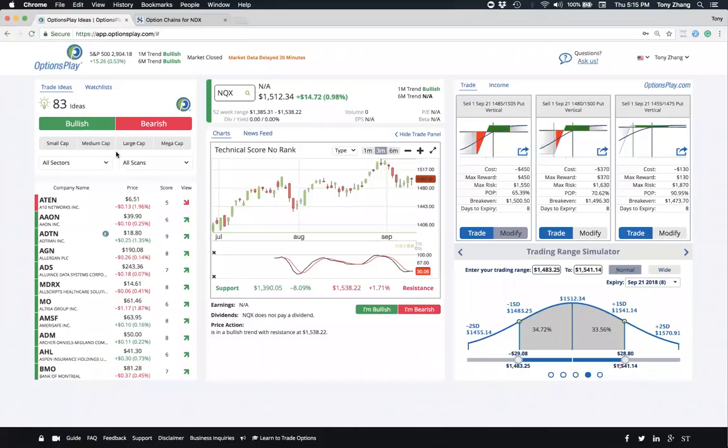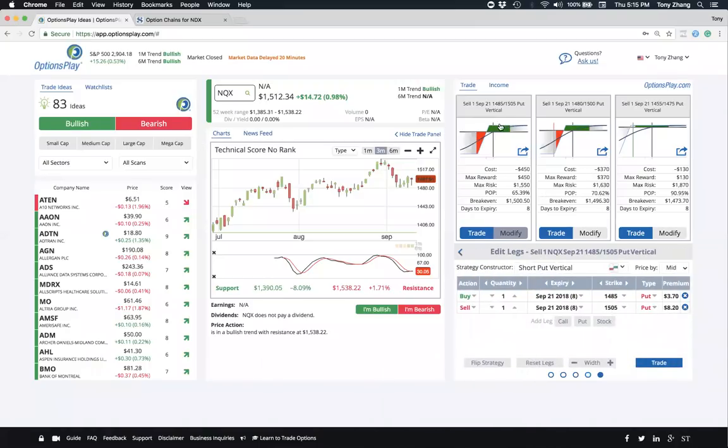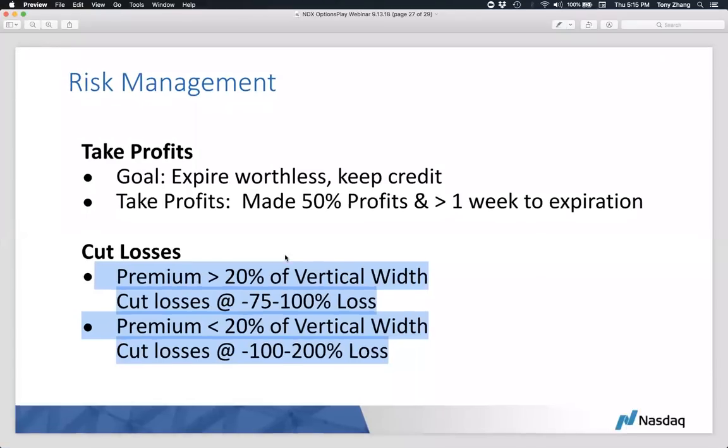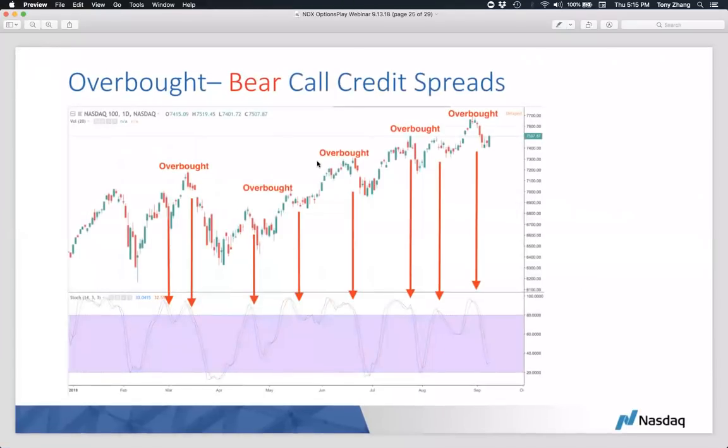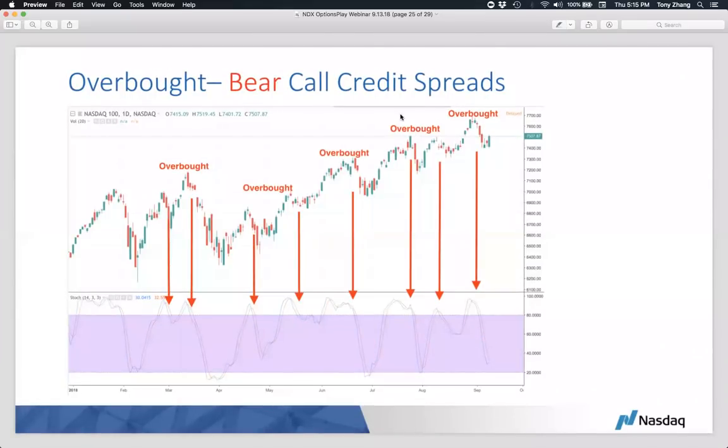How are probabilities for using iron condors on NQX? It's the same thing. You can think of an iron condor as putting a put credit spread and a call credit spread together. That's really what an iron condor is. However, I would argue that you don't necessarily want to trade iron condors, because we talked about how you want to put on a put credit spread when it's oversold.